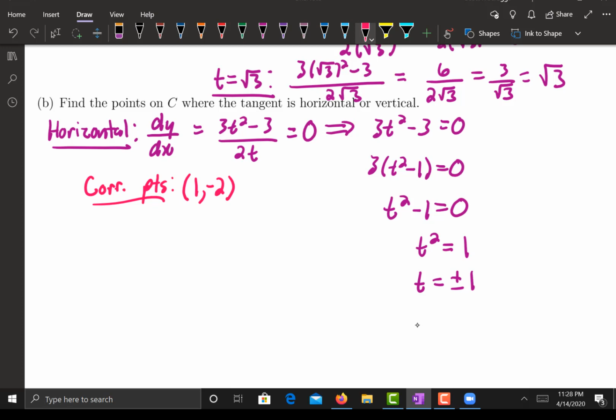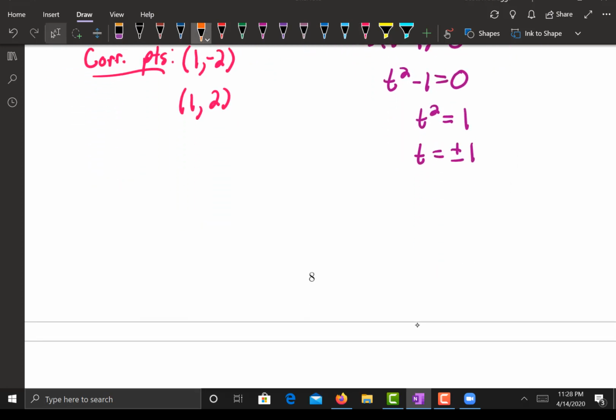And then if I plug t equals negative 1 into the equations corresponding to x and y, I'll get the point (1, 2). So those are my 2 points at which I will get a horizontal tangent line.